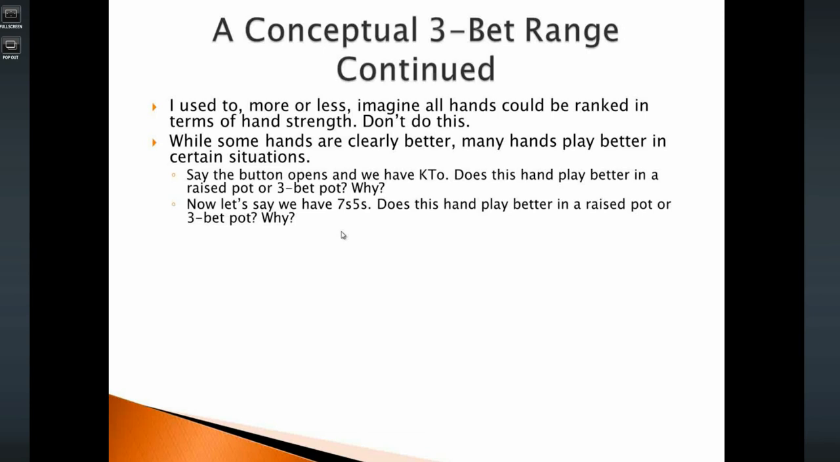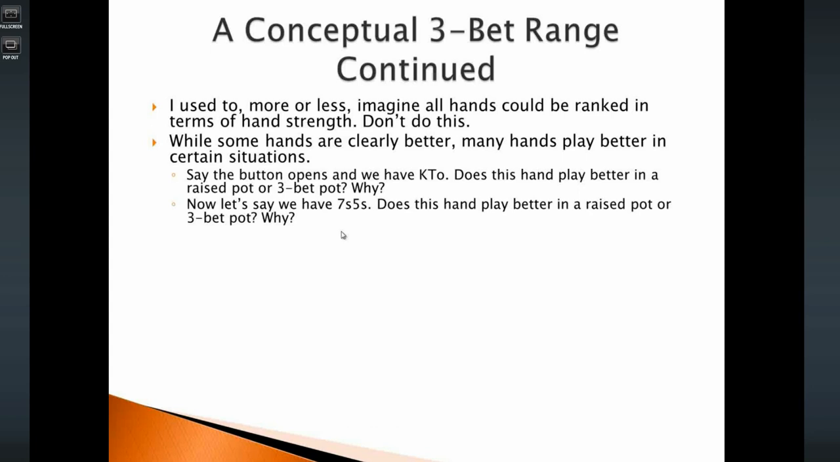Now let's look at 7 of spades, 5 of spades. This hand can make some really, really good hands pretty often. And when I say pretty often, I don't mean at a very high frequency, because no hand makes a flush or a straight or a set at a high frequency. But 7 of spades, 5 of spades is a really good speculative hand. It can, of course, flop two pairs and trips just like every other hand. But it also is going to make some straights and flushes at a reasonably high frequency.